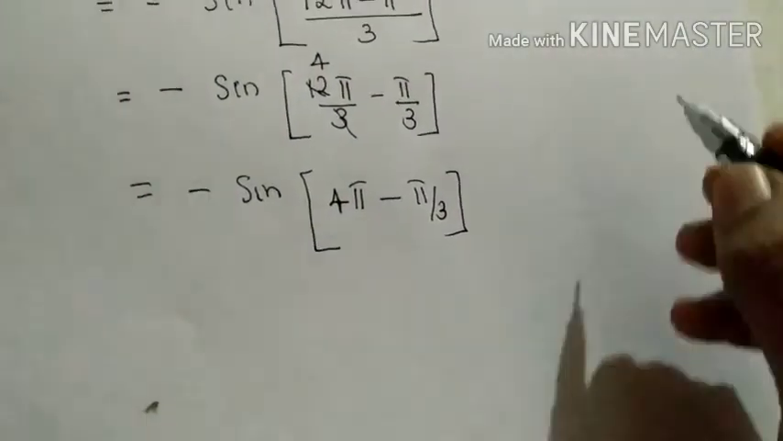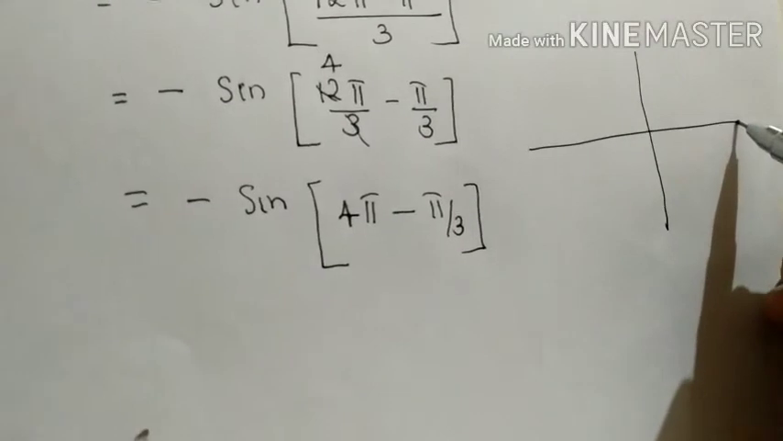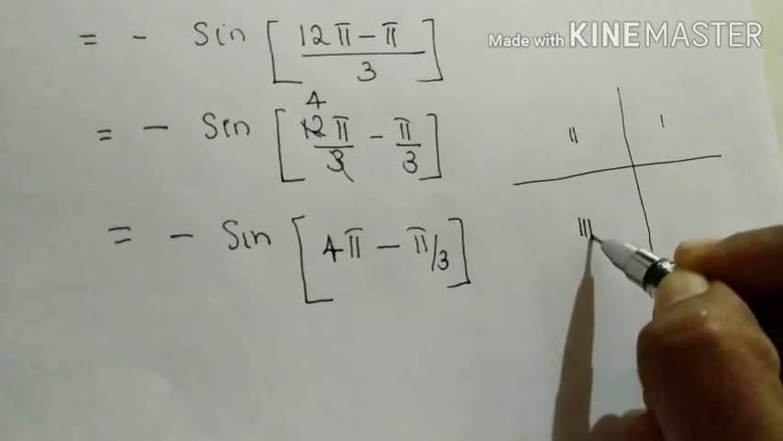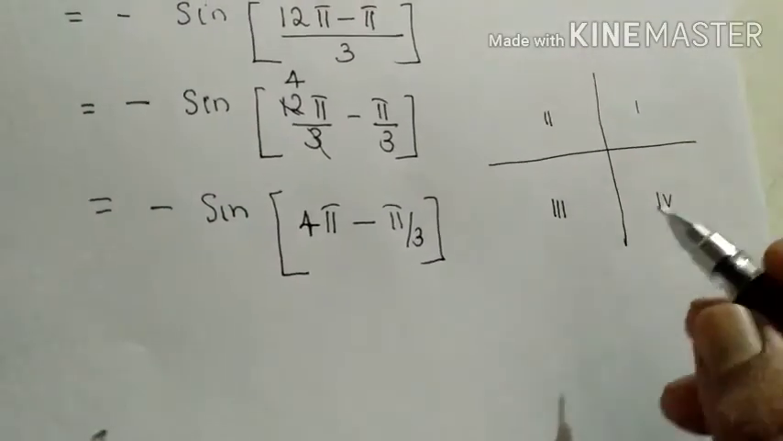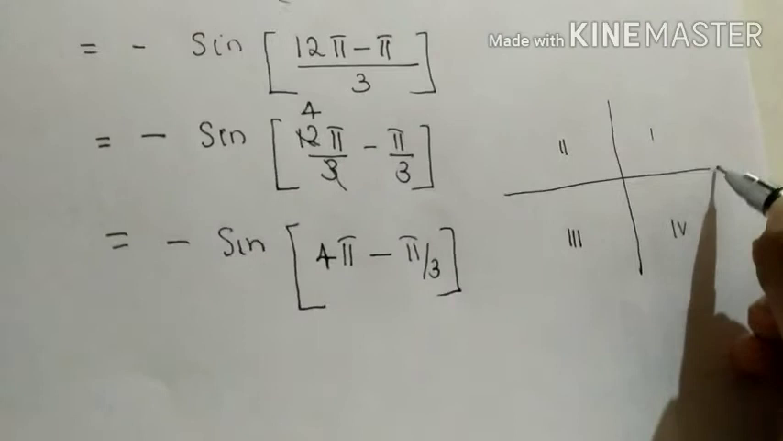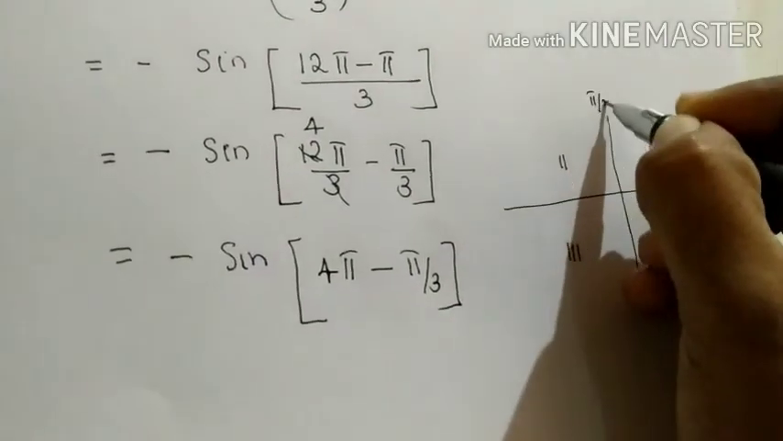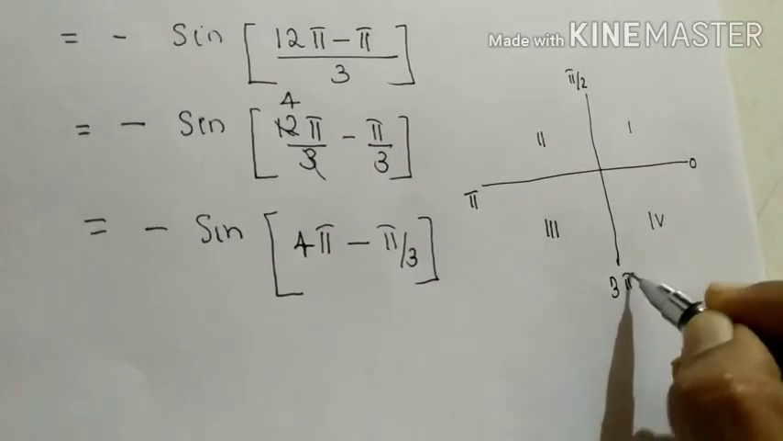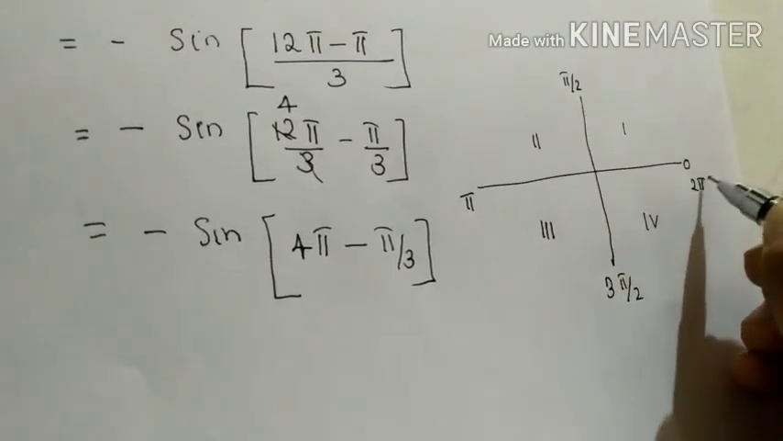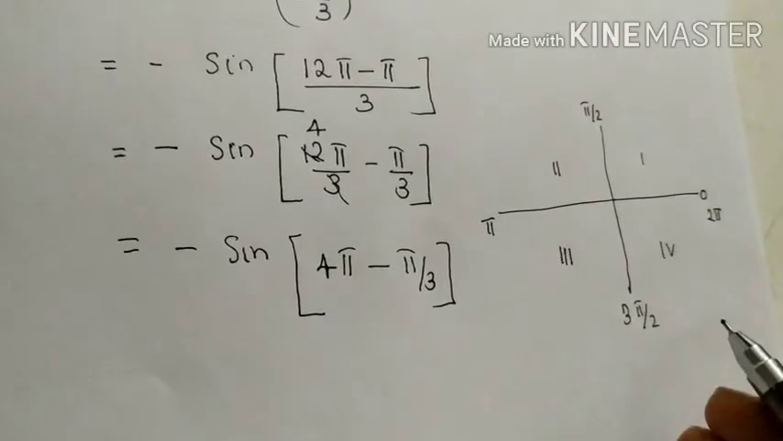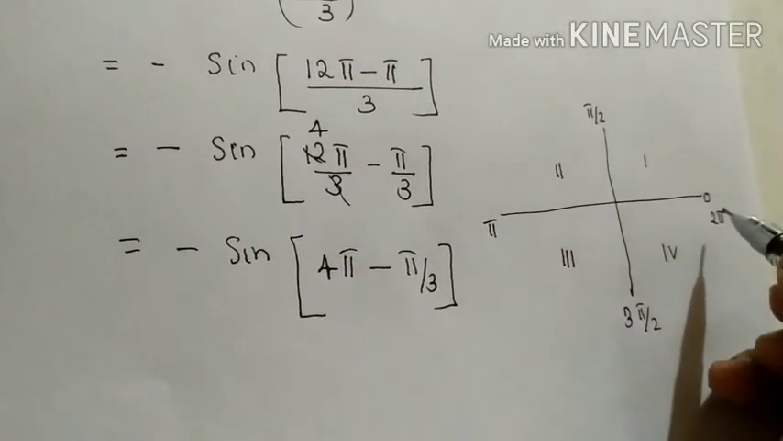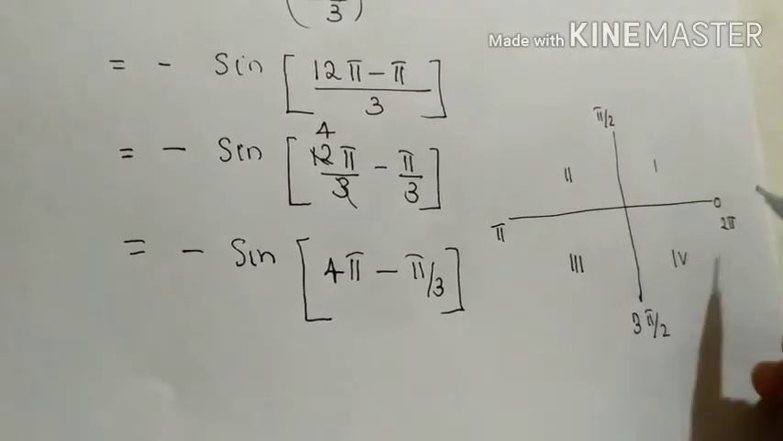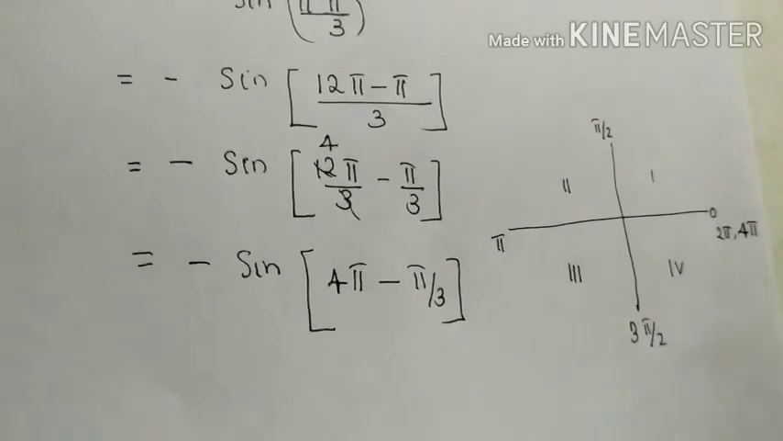Okay, next I am going to draw the fourth quadrant. We know that this is the first quadrant, this is the second quadrant, this is the third quadrant, and this is the fourth quadrant. Here it starts from 0, pi by 2, pi, 3 pi by 2, and 2 pi, and it continues its rotation in the similar way. We get here 4 pi, right?